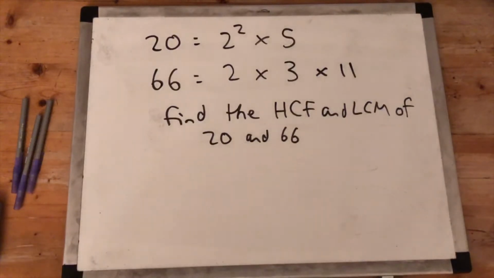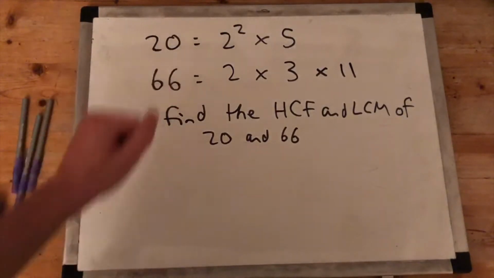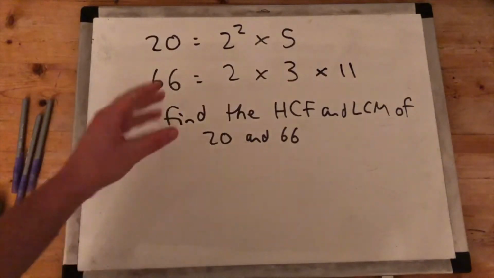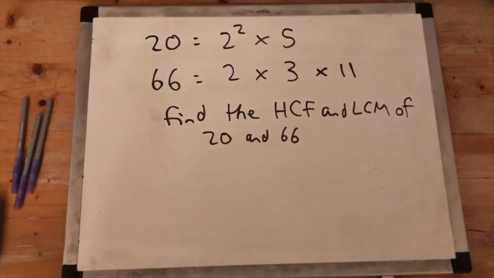Find the HCF and LCM of 20 and 66. So the first step of this question here is finding the prime factors. I've already done that for you to make it easier. 20 equals 2 squared times 5. 66 equals 2 times 3 times 11. Again, if you need more help with factor trees, click on the link in the description.